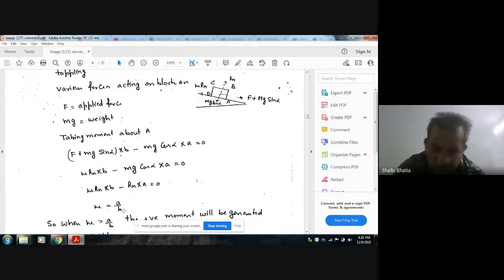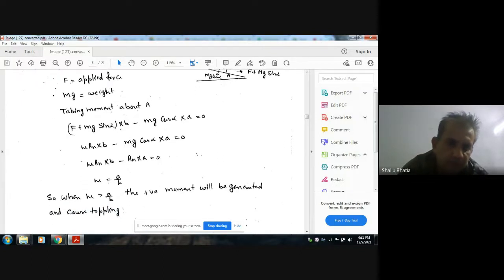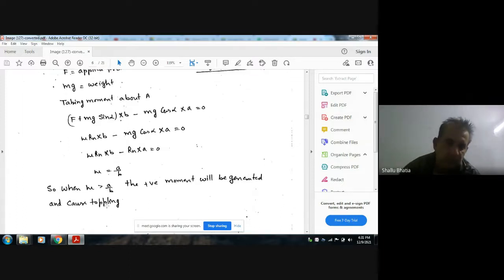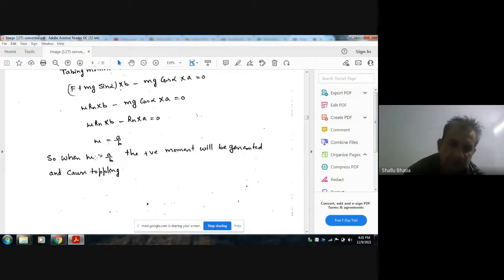But a positive moment is required to generate toppling. If a positive moment is generated, then mu should be more than a by b. If mu is greater than this amount, then this value will be positive, and if a positive moment is generated, then it will topple.